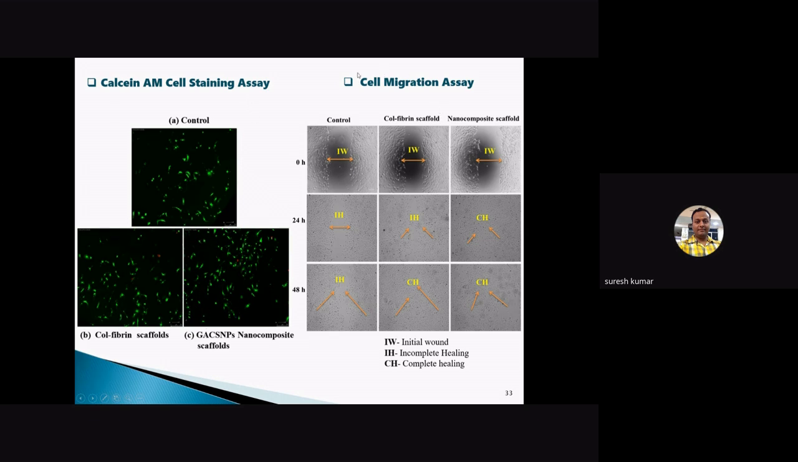Followed by the basic assay called the cell migration assay. In control, collagen fibrin scaffold and nanocomposite scaffold, where IW is the initial wound, at the 0th hour we can see all the initial wounds are at the equal level. Followed by the 24th hour, we can see the complete healing in the nanocomposite scaffold, and at 48 hours it has been completely healed, and the migration has been happening properly as compared with the control.